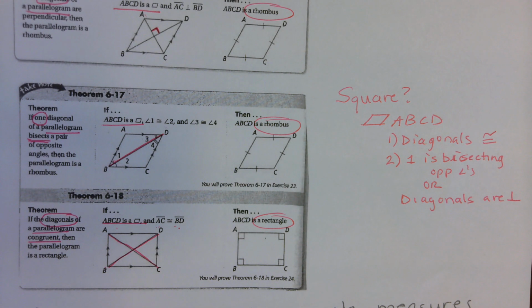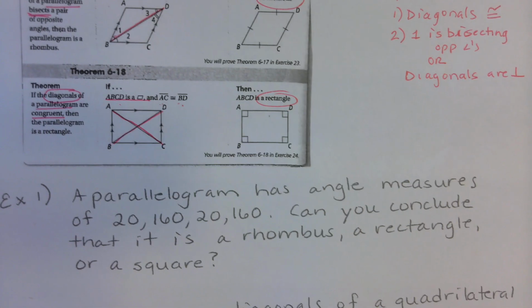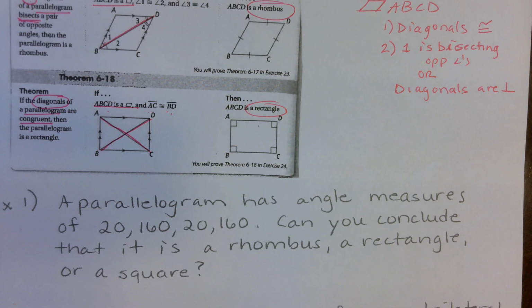All right, so we're going to move down to example 1. I'm just leaving this up here in case you're hopefully writing it down. It says a parallelogram has angle measures of 20, 160, 20, 160. Well, first, let's just do some checks here and reinforce some information. Do they add up to what? What should all 4 of these add up to for a parallelogram?